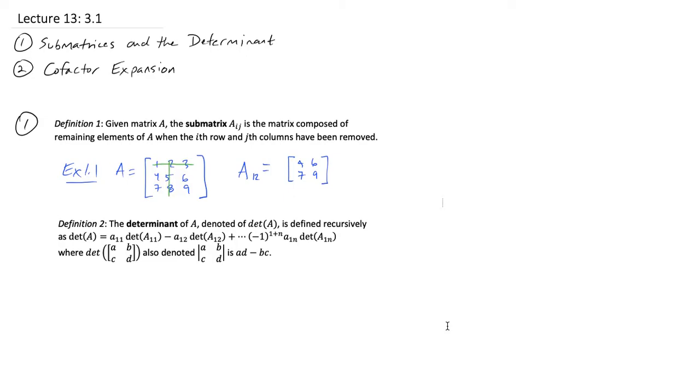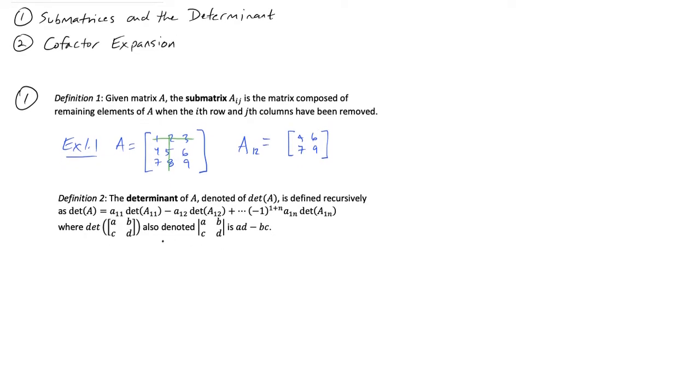Okay, so now we're ready for the definition of the determinant. The determinant is defined as A11, the first element of A, times the determinant of the submatrix 1, 1, and then you continue along the first row, alternating sign, and multiplying the element of that row times the submatrix formed by deleting that row's column and row number. And this works recursively. Once we get down to 2 by 2 matrices, we use the determinant of the 2 by 2 matrix, which is AD minus BC.